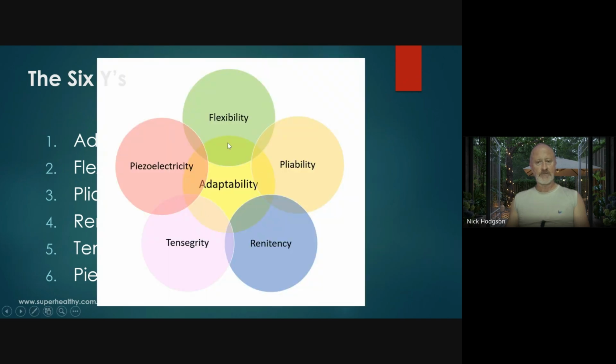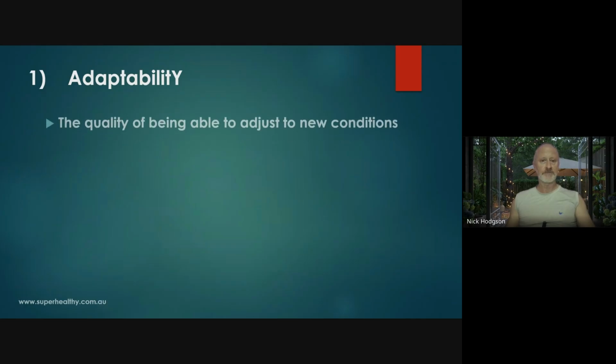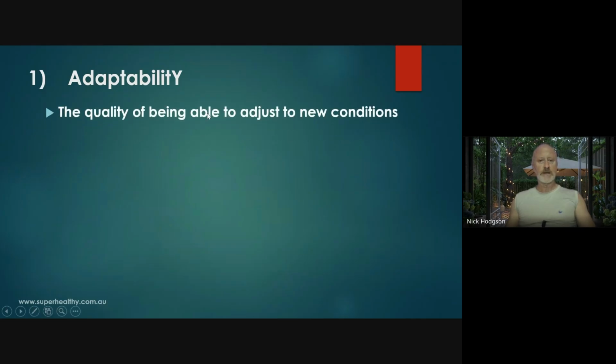So here's our visual representation of these concepts. So they're all interrelated. Adaptability sits at the center of the wheel. That's what everything else spins around. Everything else is related, interconnected, but separate and distinct. So first of all, we have adaptability. So this is the quality of being able to adjust to new conditions.